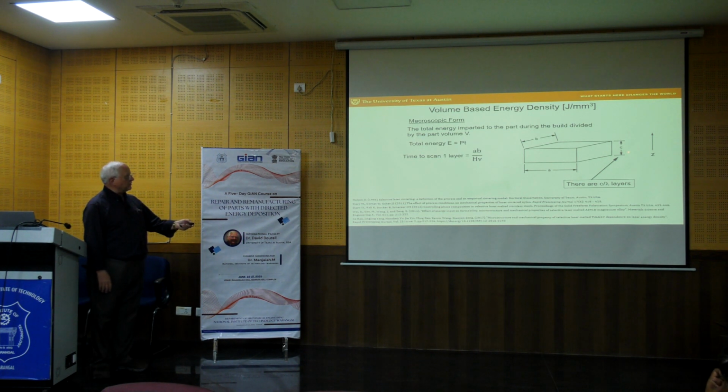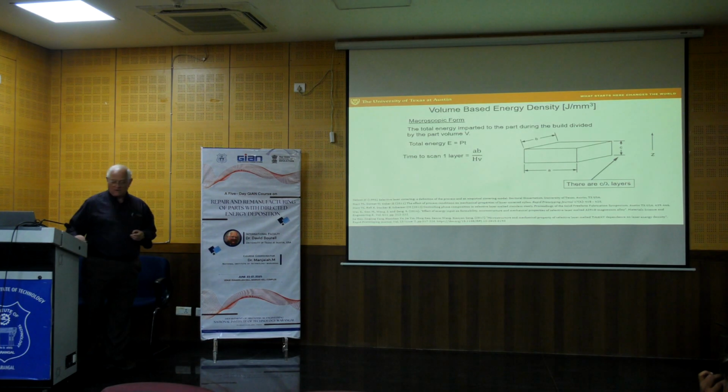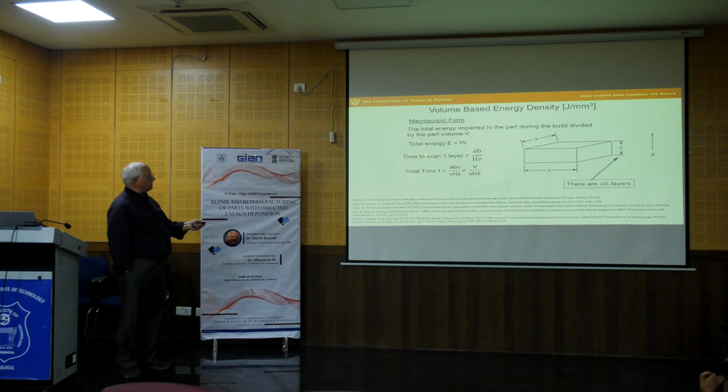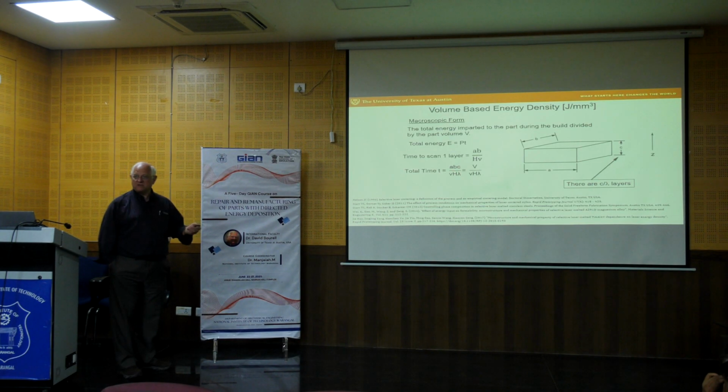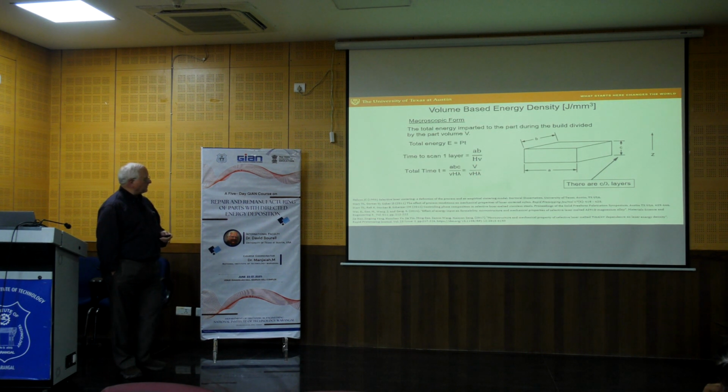The total build height here is C, and if the layer thickness is lambda, then C over lambda will be the number of layers that we need. So armed with this, the total time required is simply the time to scan one layer, AB over HV, multiplied by C over lambda, the number of layers. So I wind up with ABC over VH lambda, which gives me the volume divided by the scan speed, the hatch spacing, and the layer thickness.